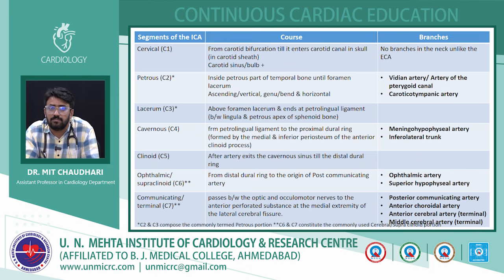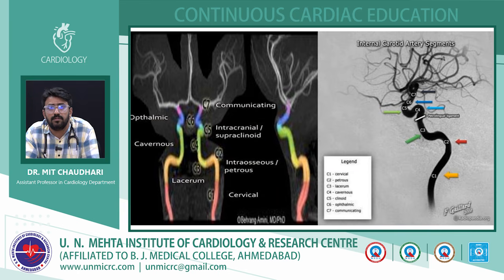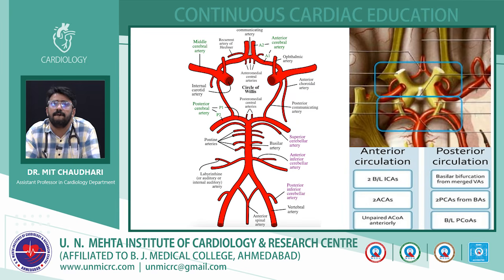These are the segments of the internal carotid artery, from C1 to C7. That is seven segments. Our main concern will be the extracranial carotid artery. For carotid artery stenting, our main concern is the C1 segment, until it enters the skull. After that there are six more segments, and these are all anatomical aspects. This also shows the same segments of the internal carotid artery, their designation and their respective anatomy.